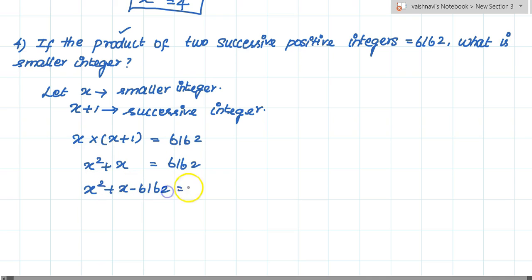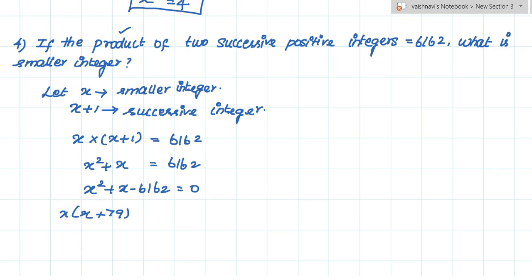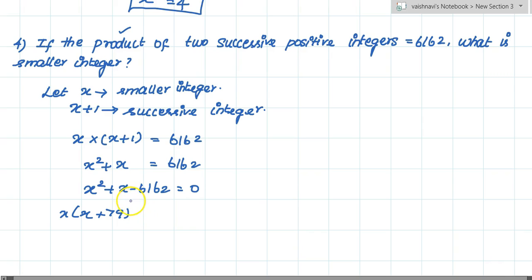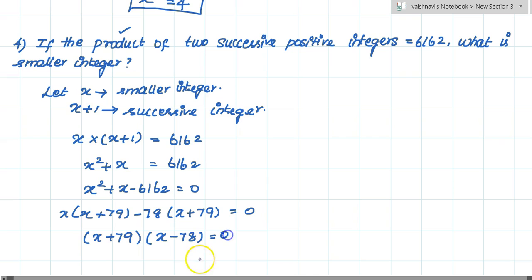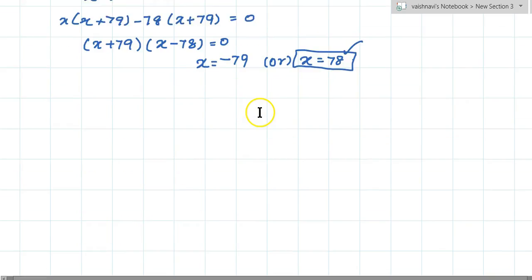Finally, upon factorizing, you have to factorize it. What will be the factors? The factors will be 78 and 79. And when you factorize it, you will get the answer, that is x is equal to 78. And the smaller integer is x equal to 78. So 78 is the smaller integer. So from the problem, what you understand is 78 into 79 gives you 6162. You can re-verify it this way.